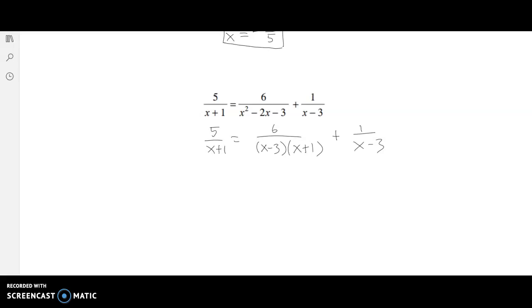So in order to get all of these fractions to have the same denominator, which in this case I want all of them to have this denominator here, x minus 3 times x plus 1, I'm going to multiply this first one by x minus 3 in the top and bottom.